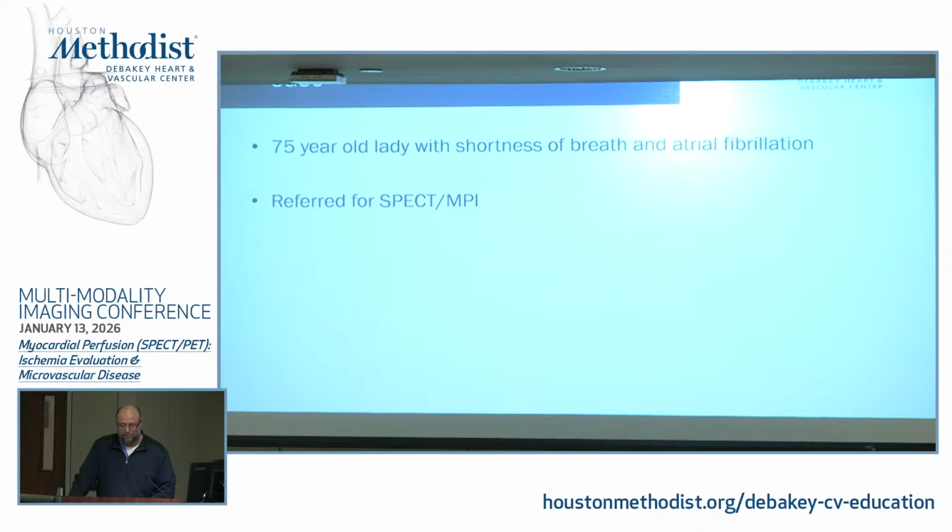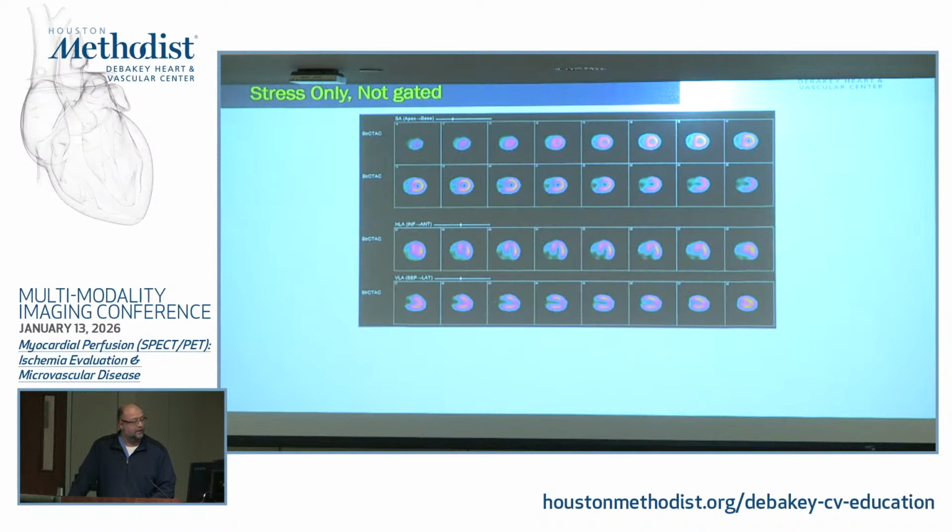75-year-old, shortness of breath, atrial fibrillation. All right, what do you think? This was a stress-only study. Any defect? Nothing? I mean, there's nothing I can see. Yeah, nothing there. But the calcium score was 1253.